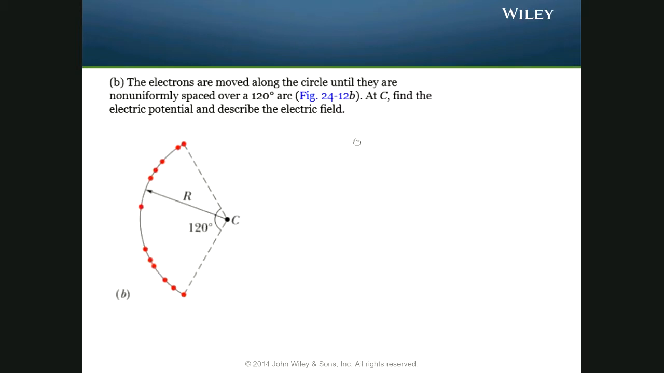Now you'll notice the electrons are moved along the circle until they're in this arc. It says, find the electric potential and describe the electric field. Well, the electric potential is still the same: 12 charges, all still the same distance away, and all still the same charges. So V in B is equal to V in A. What we found last time, V equals minus 12 e times k over R. I just moved some stuff around, but it's the same thing.